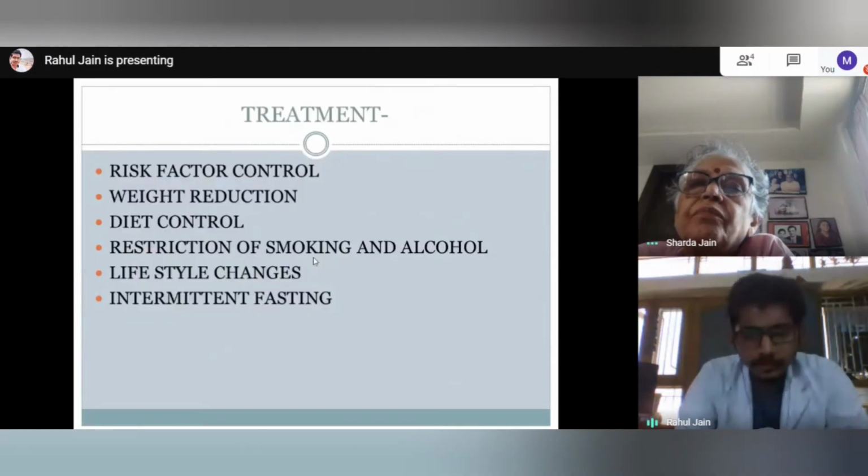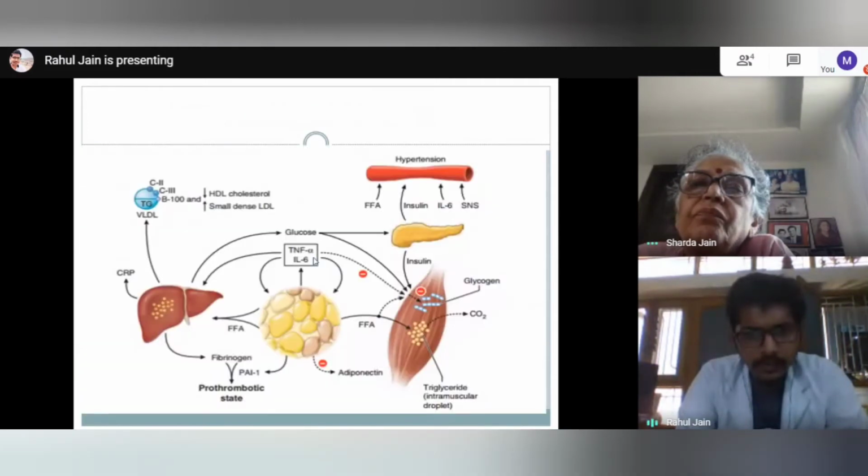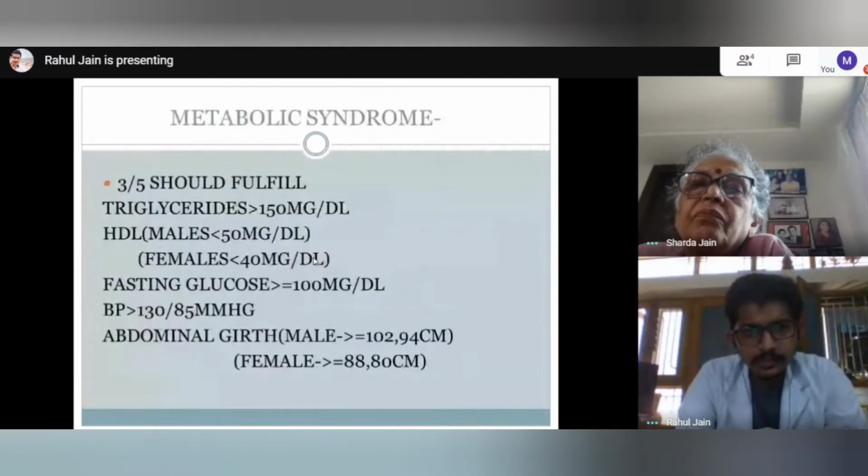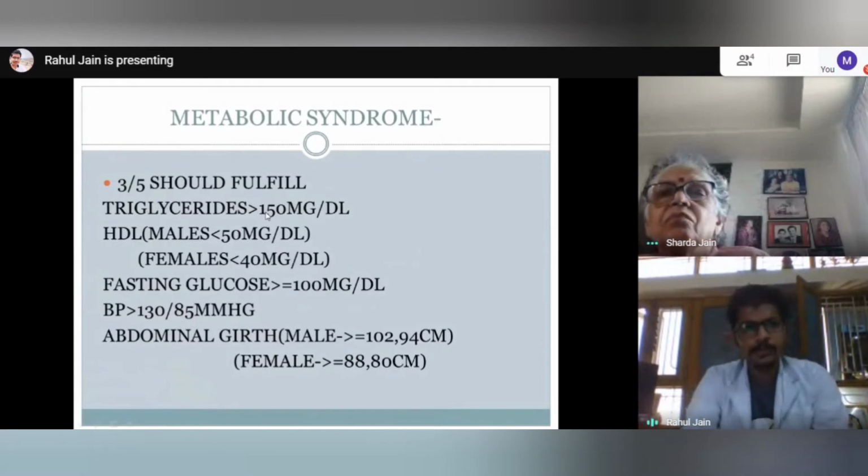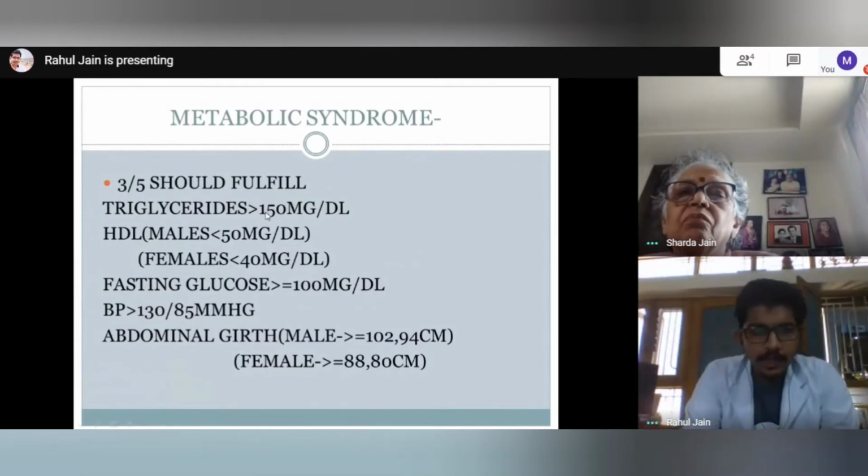So then coming on to treatment. For metabolic syndrome, as far as the treatment is concerned, the important thing is to control each and every factor individually. First of all, the most important thing is diet changes. Dietary modifications and obesity reduction, weight reduction, are most important.